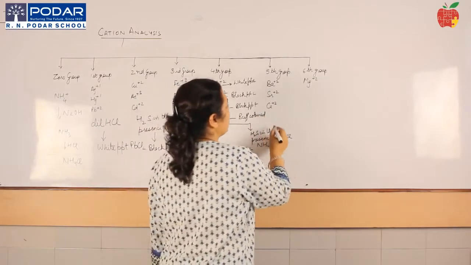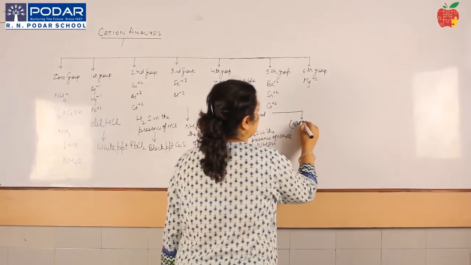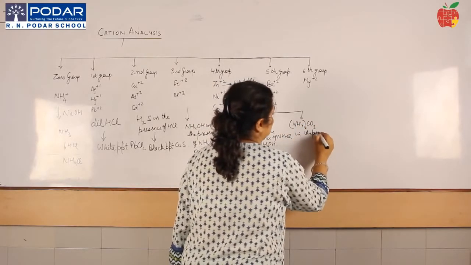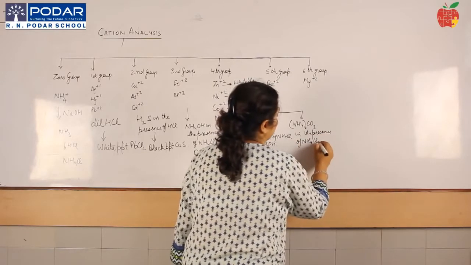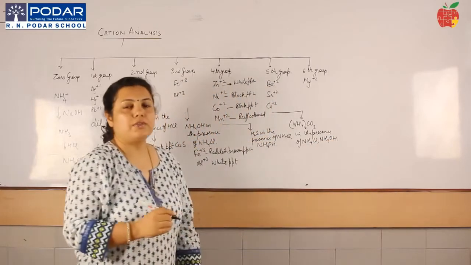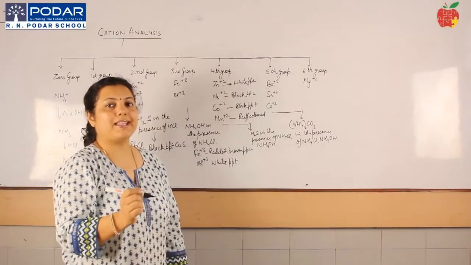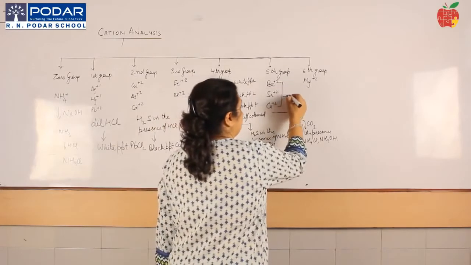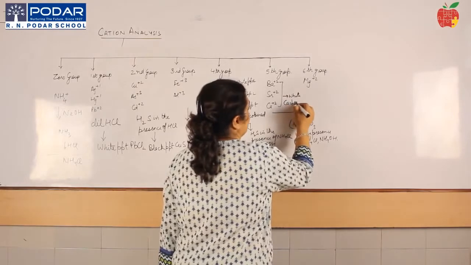Coming to the fifth group. Now the group reagent for your fifth group is ammonium carbonate in the presence of ammonium chloride and ammonium hydroxide. Procedure remains the same. You take a salt solution, you will add ammonium chloride and then ammonium hydroxide, and then you will add ammonium carbonate. They are all white in color and they precipitate as their carbonates.